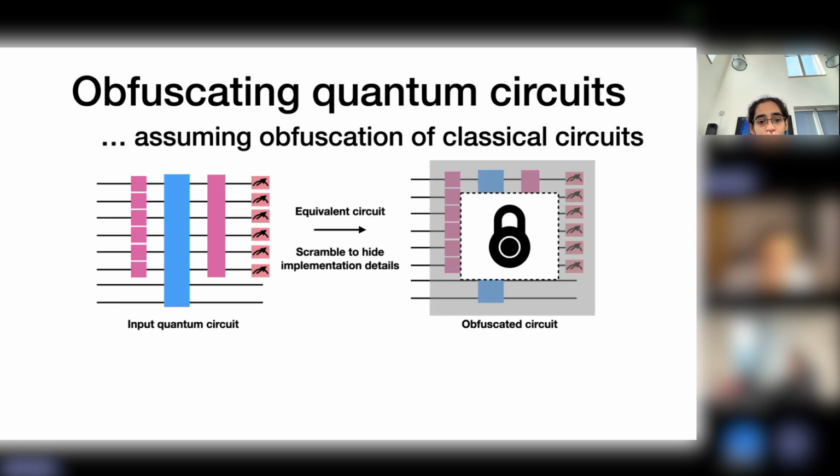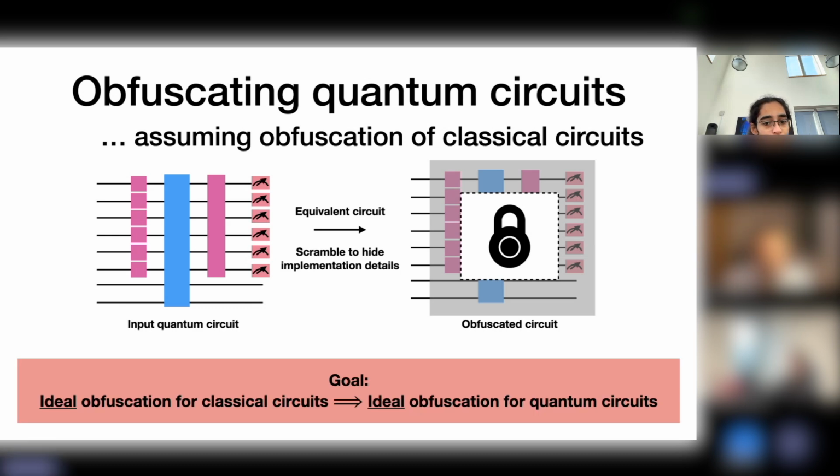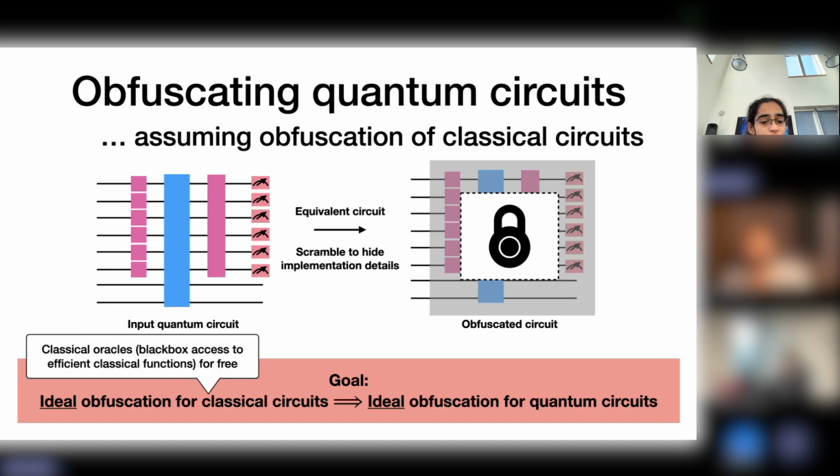Okay, so now the goal is, concretely, assuming you had ideal obfuscation for classical circuits, can you get ideal obfuscation for quantum circuits? And what that effectively means for us is that we have classical oracles for free, that you can use these classical oracles to give black box access to any efficient classical function.